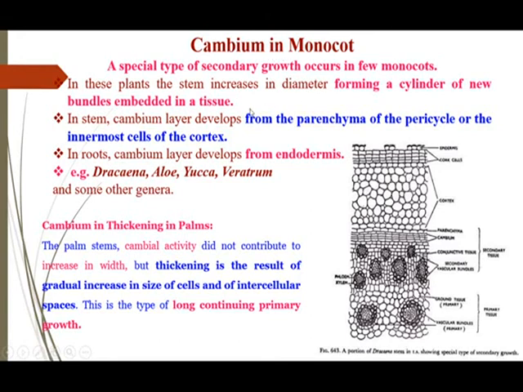Cambium in monocots. In a few monocots, cambium is present, for example Dracaena and Yucca. In these plants, there is formation of vascular tissue in the cortex region, whereas in root, this cambium layer is formed in endodermis. Palm does not show any type of secondary growth, but it shows increase in thickness due to the gradual increase in size of cells and intercellular spaces, and this type of growth is known as long continuing primary growth.